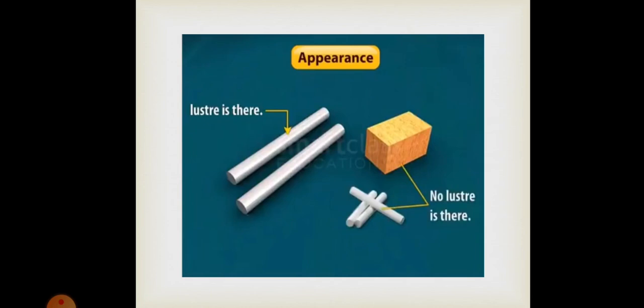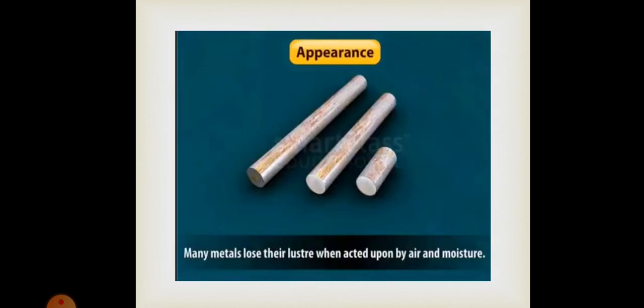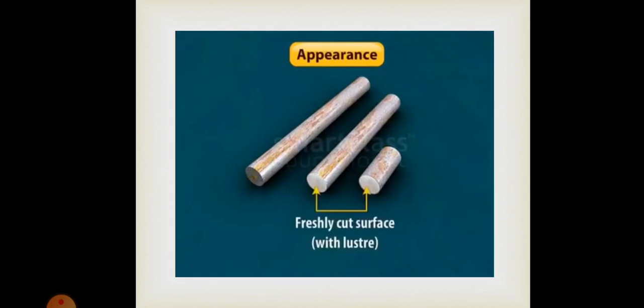As you can see here, there are some kinds of materials. You can see the metallic rods which have luster, that is shine, while there is a wooden block and some rubber plastic pipes which do not have luster. Many metals lose their luster when acted upon by air and moisture. But a freshly cut surface of those pipes will show the luster again, the shiny surface again. So metals are basically lustrous.